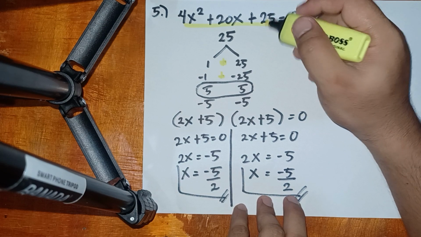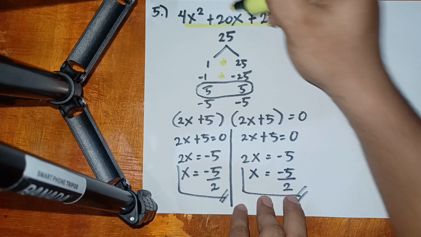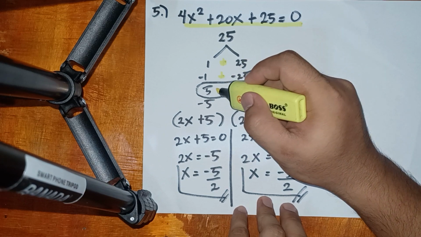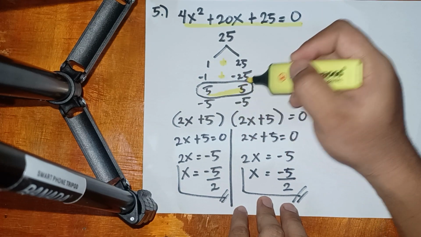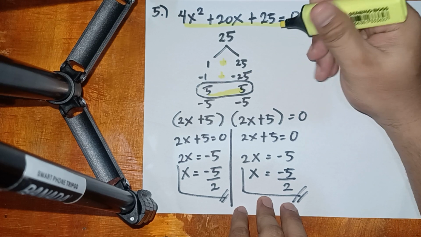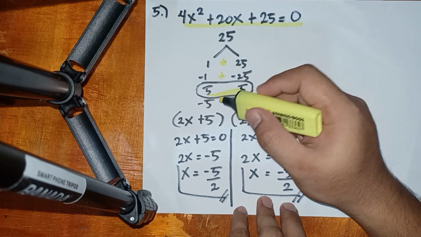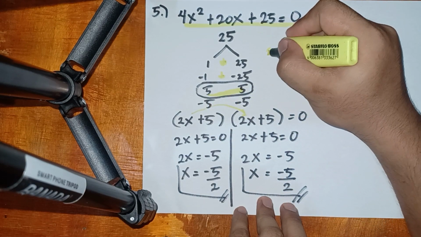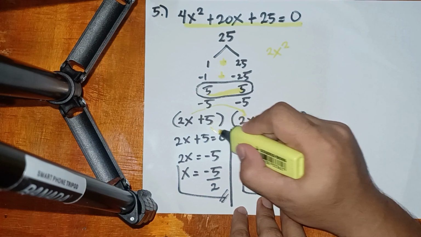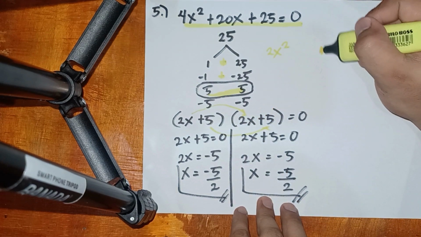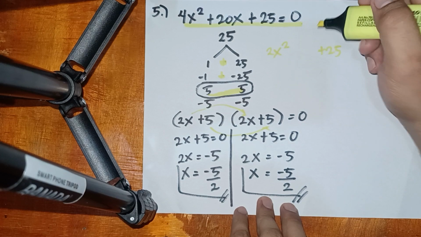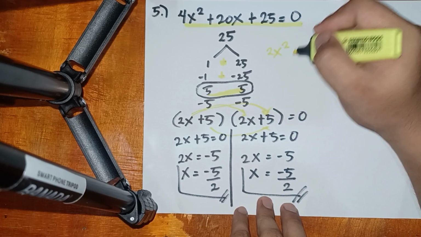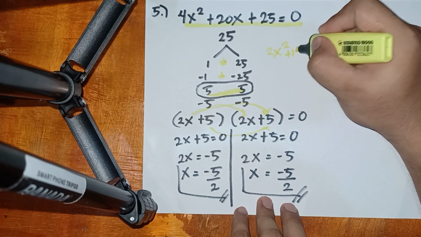But since the second term is positive, there's a big chance that this one would be the right factor. But to do that, you need to check. So this would become 2x times 2x, that would be 4x squared. Then 5 times 5, that would be positive 25. Now for the second term, 2x times 5, that would be plus 10x.